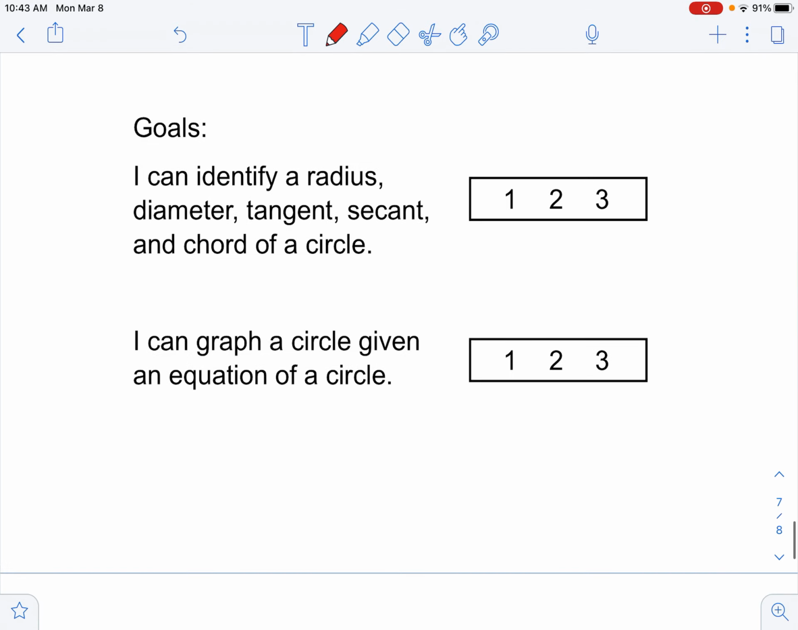And that's it. Go ahead and re-rate yourself on how you feel about our 2 goals. How do you feel about the vocab? How do you feel about graphing a circle?